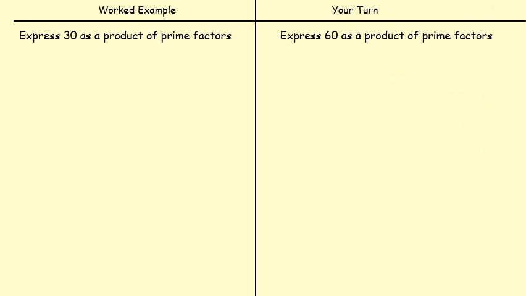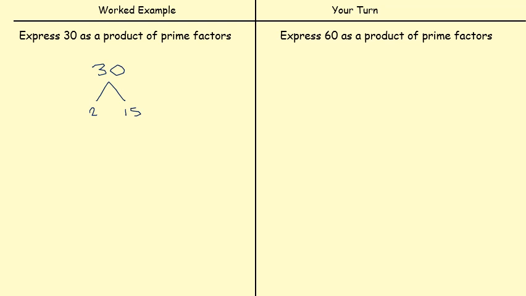Okay, so I'm going to do a couple of examples of what we're going to be focusing on for the majority of this lesson. So on the left we have an example and we want to express 30 as a product of its prime factors. So the way we are going to do this is we're going to break 30 down into a prime factor tree. So first of all, I'm just looking for any two numbers that multiply together to make 30. And I might think, well, I know that 2 and 15 multiply together to make 30.